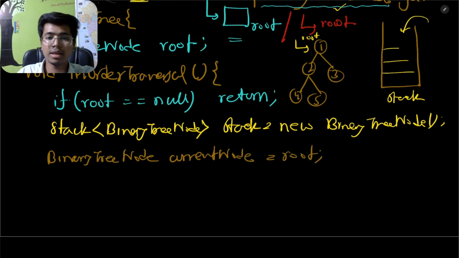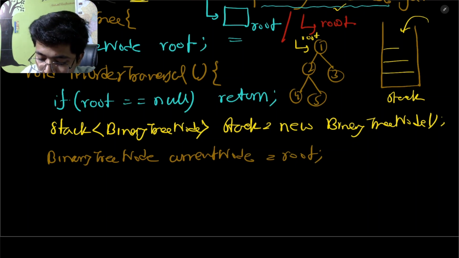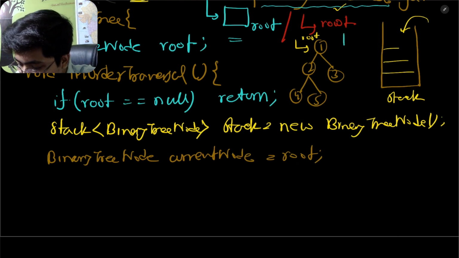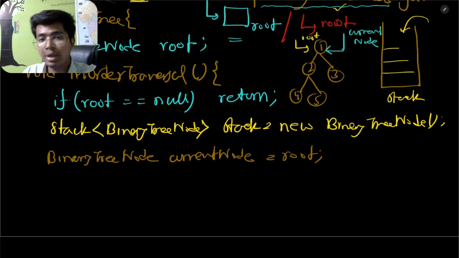Once we created the current node and assigned the value of root, our tree actually becomes like this. Another current node pointer is created, and it also points to the starting of the tree, this starting node. So now we are starting from the root. First we'll check that our current node is not null.